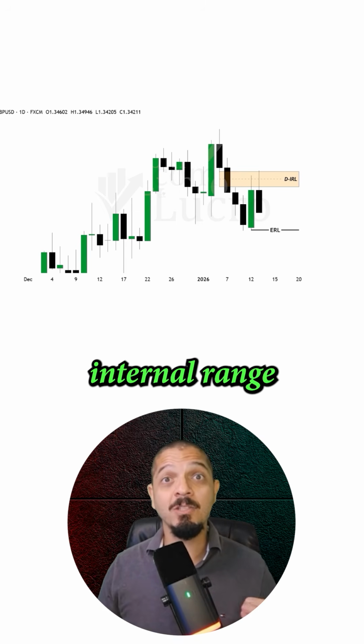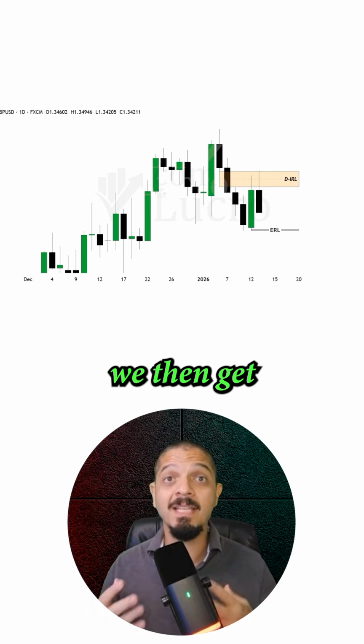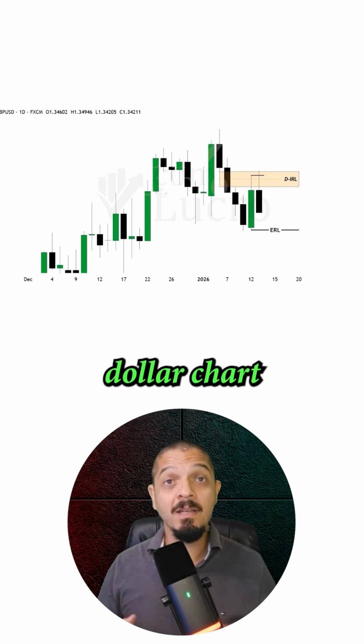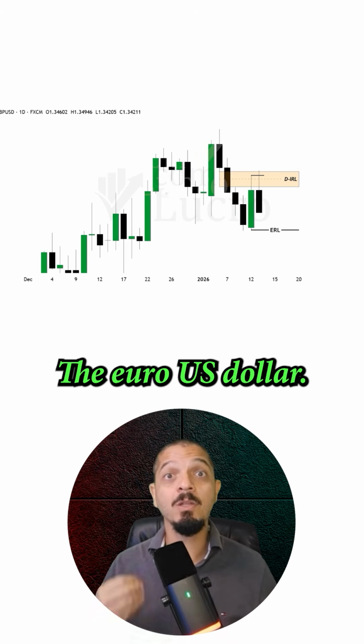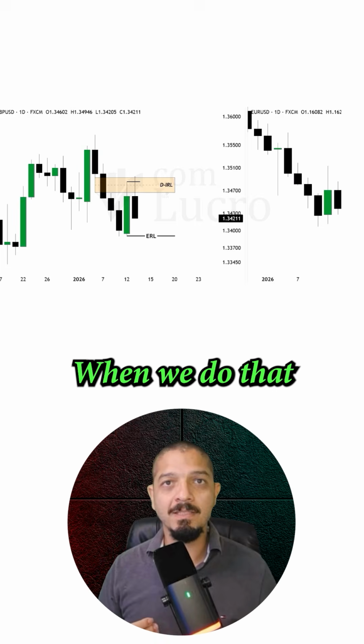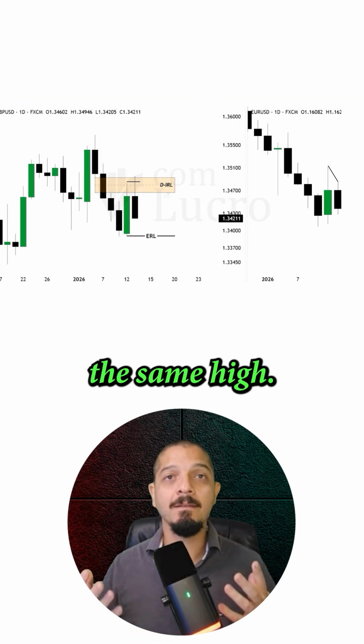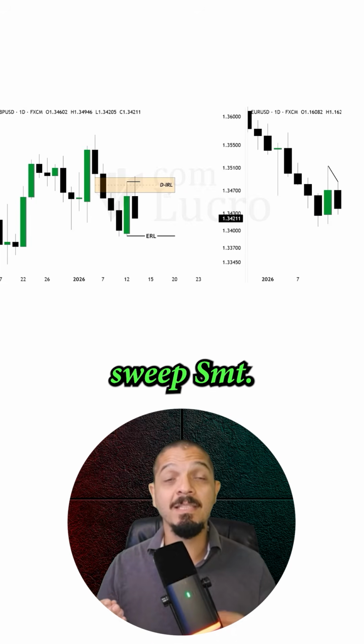Inside this daily internal range liquidity, we then get a candle sweep. Now, because this is the British pound US dollar chart, we check the correlated pair, the Euro US dollar. When we do that, we notice that the Euro US dollar did not sweep the same high. That gives us our Candle Sweep SMT.